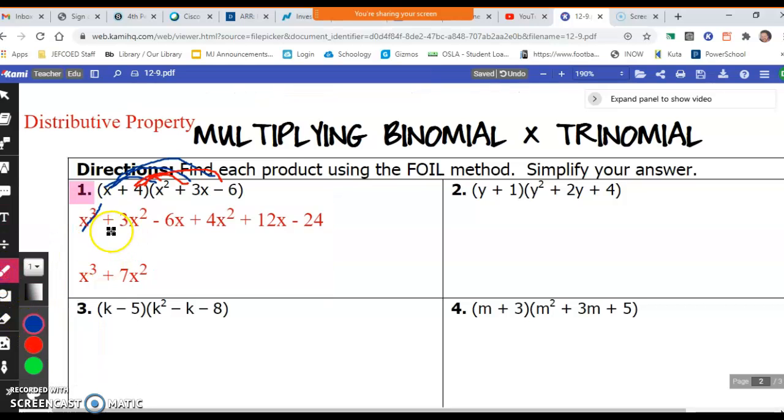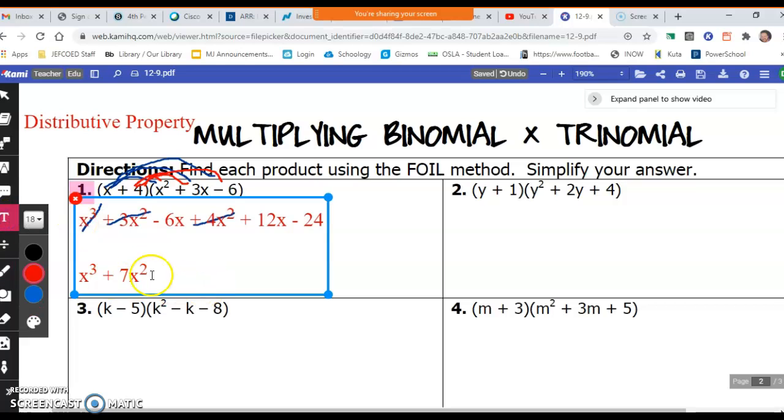Again, I'm going to simply go back, cross those out. Good. And then we have a negative 6x plus 12x is going to be plus 6x. And then simply the last term that we have is going to be minus what? 24.